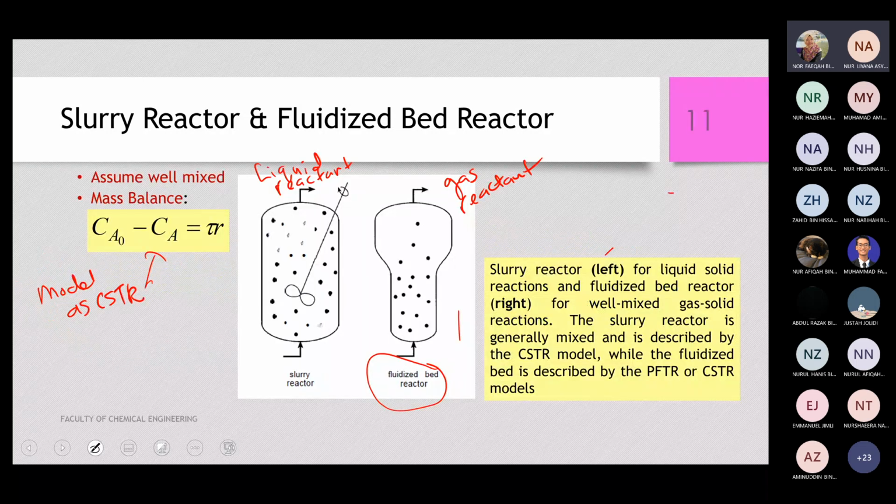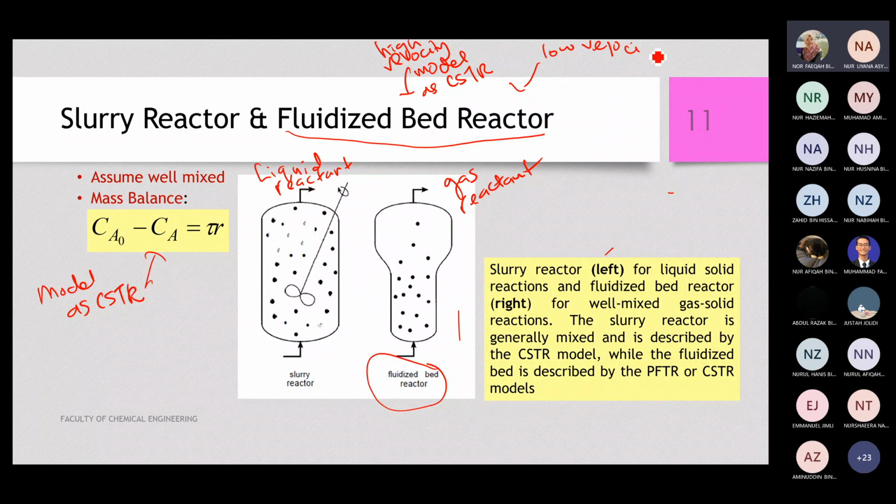So, I write here fluidized bed. For this fluidized bed, if high velocity of gas, model as CSTR. If low velocity of gas, model as PFR. So it depends on the condition of reaction.